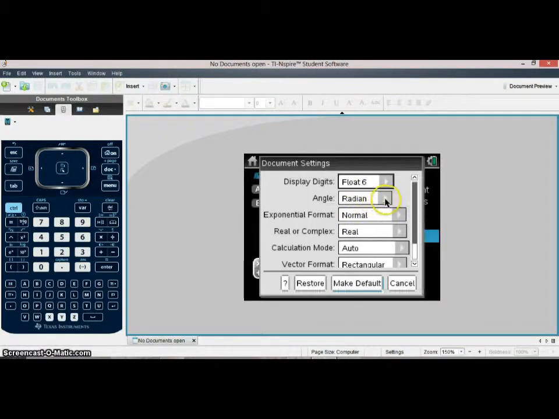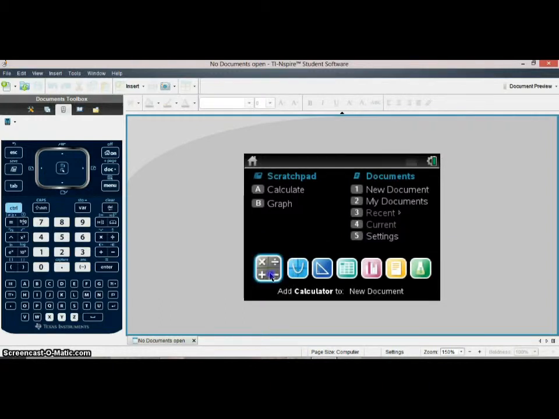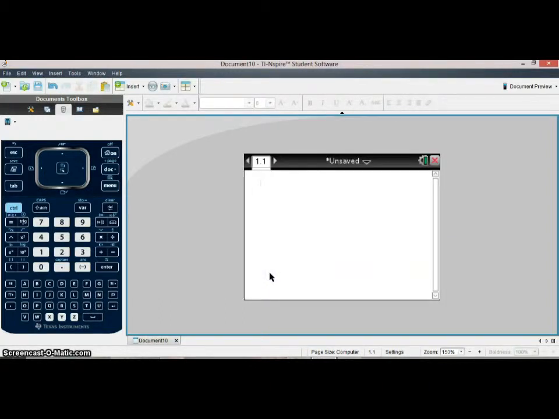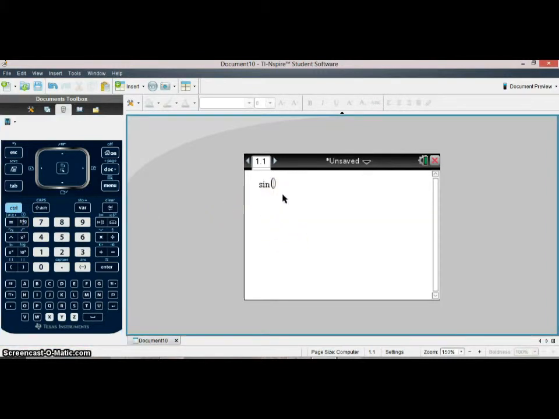And there you got angle, and right now it's in radians because I just was in my calc class. And say you want to go to degree, you just click it, and then make sure you hit enter, apply your settings, and save them as default for new documents in Scratchpad. Oh yeah, sure, why not? And hit OK. So now, if you take the sine of 90, it should be 1, and that's right.